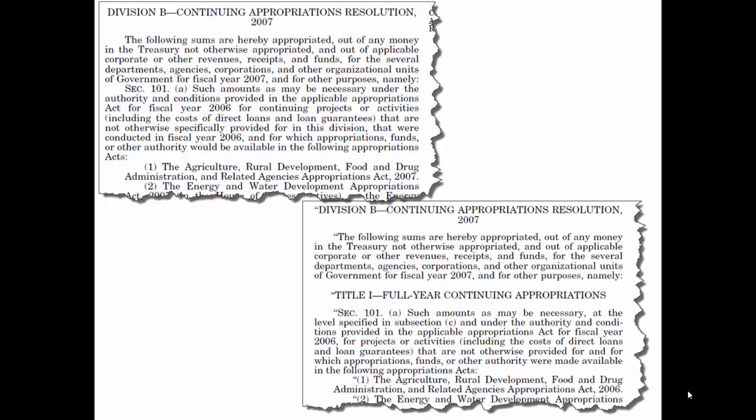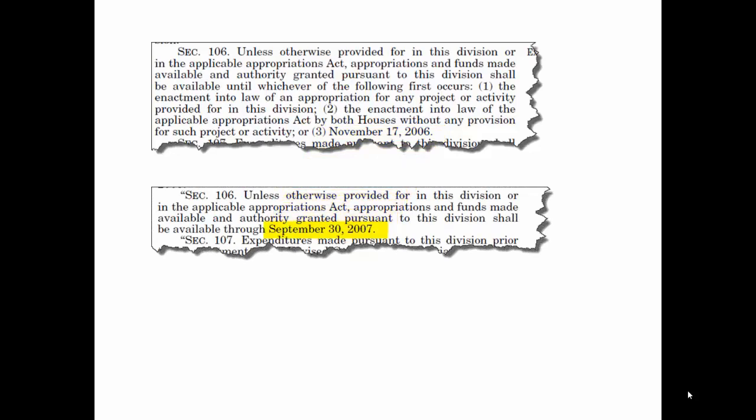Sometimes, but not always, Congress will provide a little help. They'll provide a title to let you know they have passed a full year continuing appropriation. An obvious change is in the duration section. Notice in this example the date changed from November 17, 2006 to September 30, 2007.